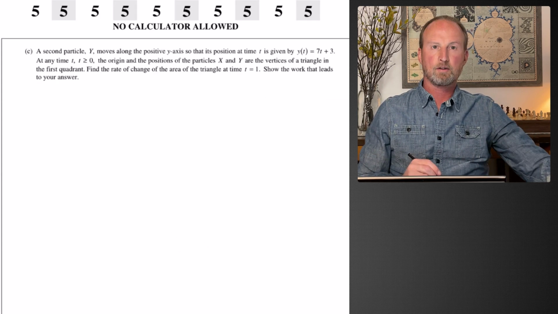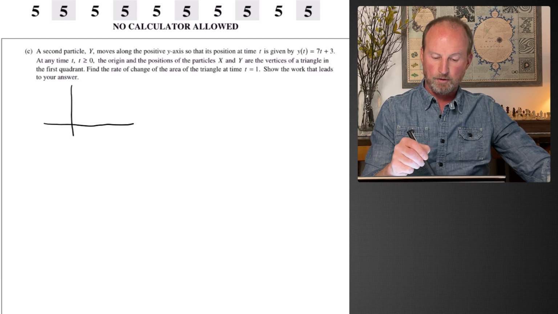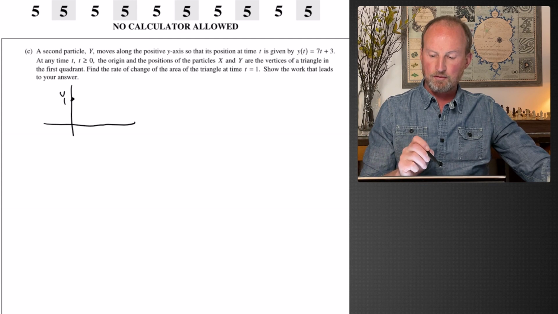Okay, question C. A second particle, y, moves along the positive y-axis. So here we go, we've got a particle y sitting up here, so that its position is given by that equation at some point in time. Particle x is still sitting over here on the x-axis. With the origin, the positions of the particles form a triangle.